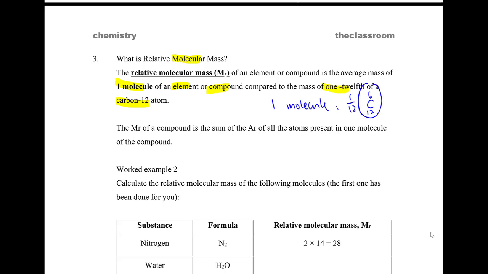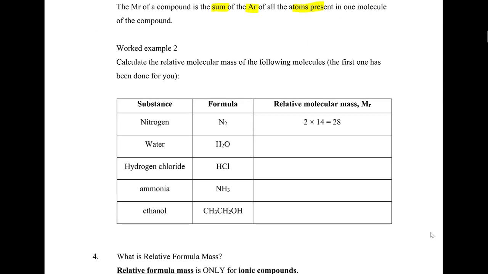Alright, and this is calculated by taking the sum of all the ARs of the atoms present. So what do you mean? Let's take an example here. Here we have nitrogen, N2, because nitrogen is 7 and 14. N2 is basically 14 times 2, which is 28. Water, now hydrogen is 1 and 1, oxygen is 8 and 16. So H2O will be 1 plus 1 plus oxygen 16, and you get 18.